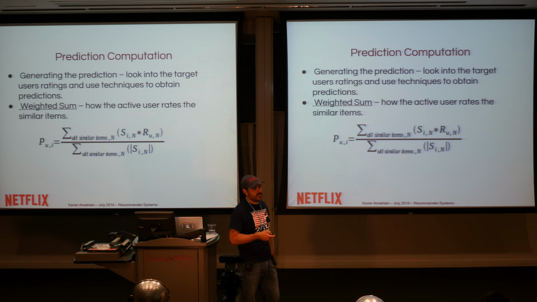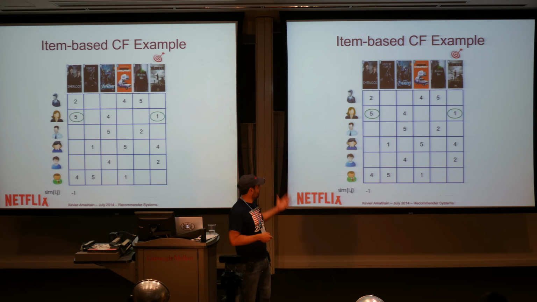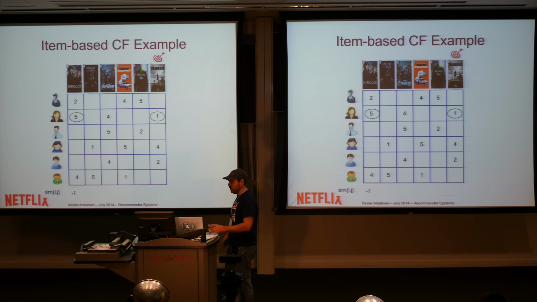And we can predict the rating for an item also using a weighted average of the items that are similar. And if we go to the same example that we had before, but now we try to do item-based collaborative filtering.